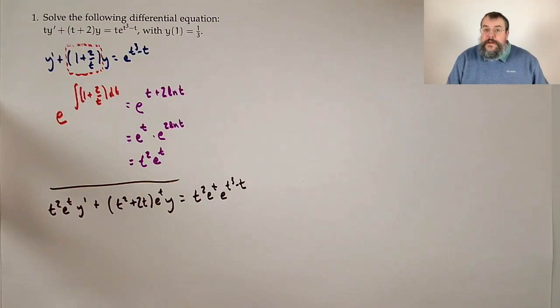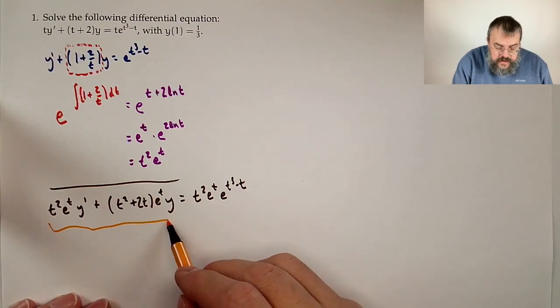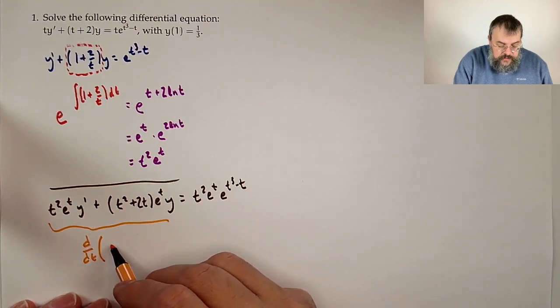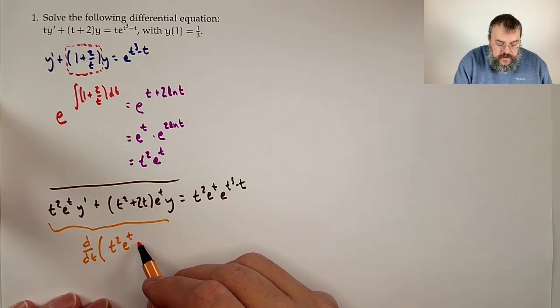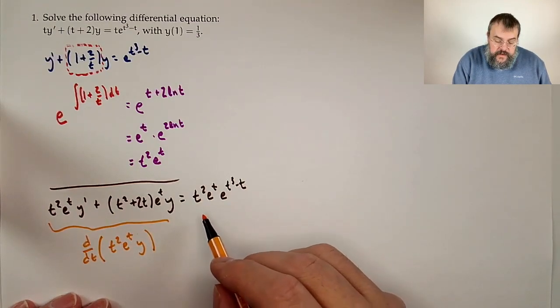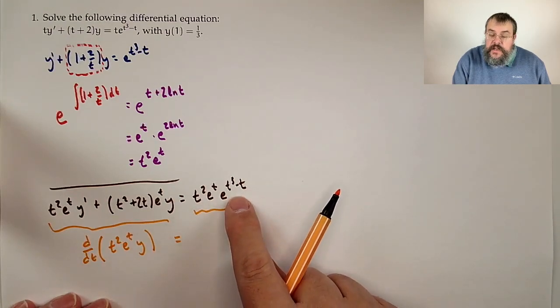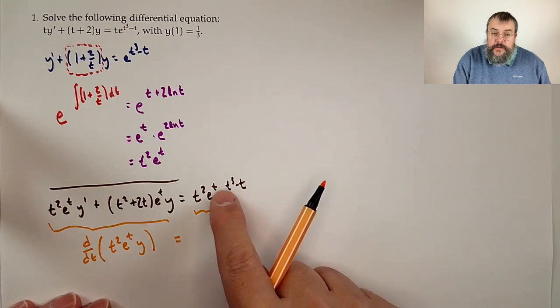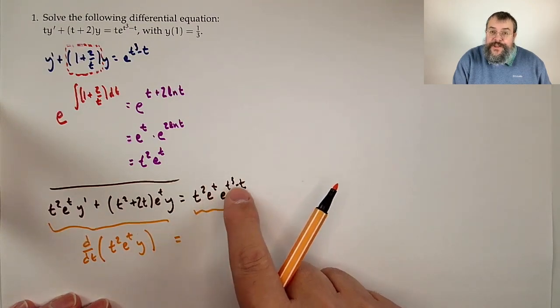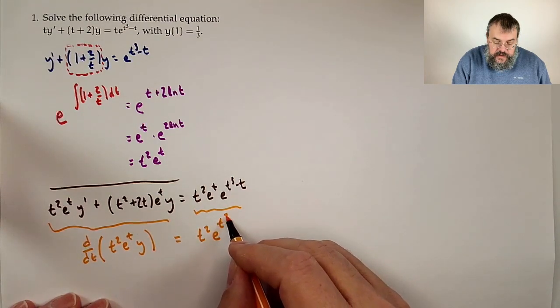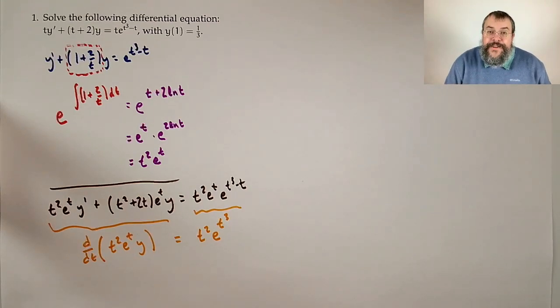And, well, we can clean this up. Now the key thing, and the reason this all works, the beautiful fact, is that the left-hand side is a derivative. This is the derivative of t squared e to the t times y. And on this side, well, we can actually do a little bit of cleanup. See how we have that e to the t, this e to the t cubed minus t? We can combine them together. We add the exponents. The plus t minus t cancel, and we'll end up with t squared e to the t cubed. All right, great.